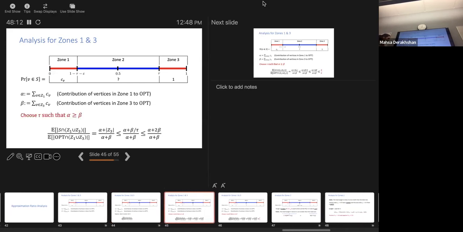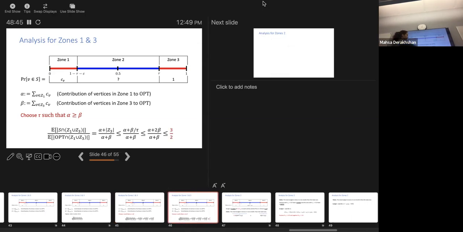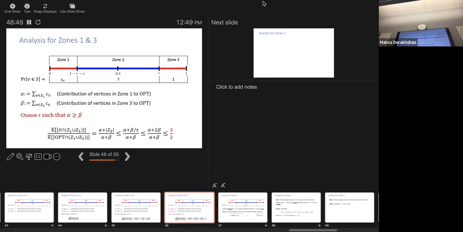We choose it in a way that alpha is greater than or equal to beta, okay? There is always a tau like that. What is it? If you set tau to be 1, alpha and beta would be the same, right? So there is always such a tau, and we pick a tau that satisfies this property. However, not all of them would work because they also affect zone 2, right? But we'll ensure that this property is always satisfied. And when that holds, this thing is going to be at most 3 halves. Right? So we are done with analyzing zones 1 and 3.